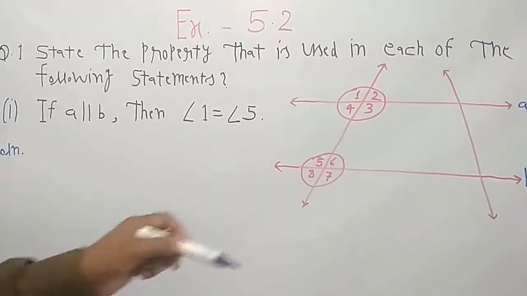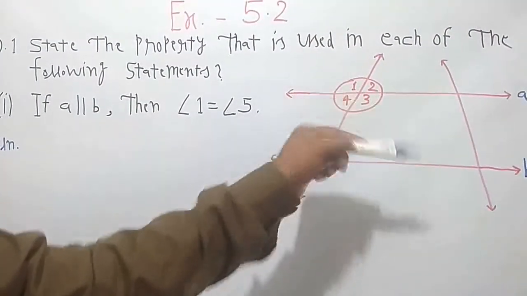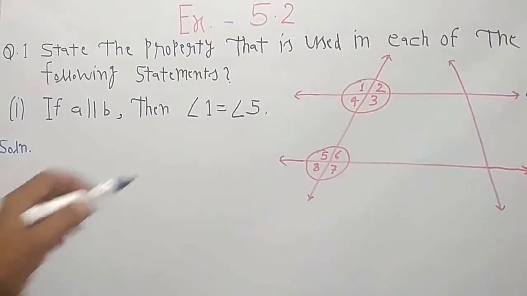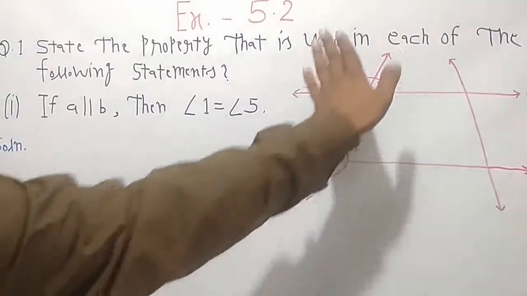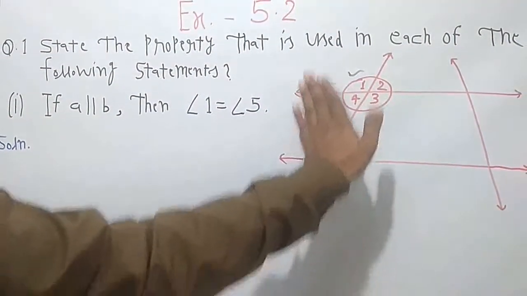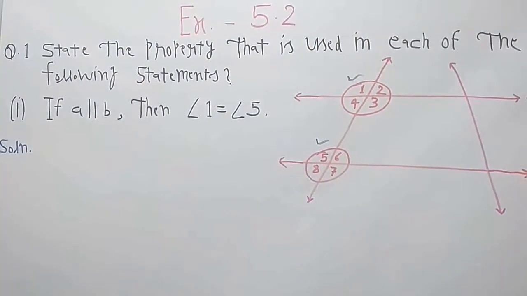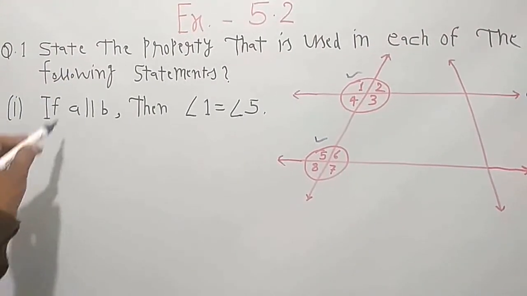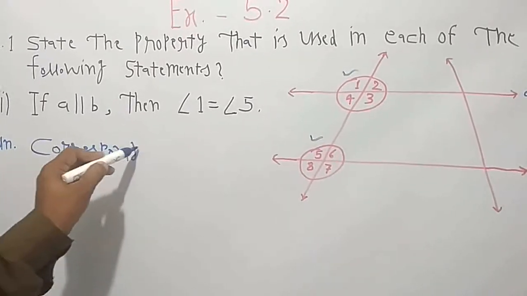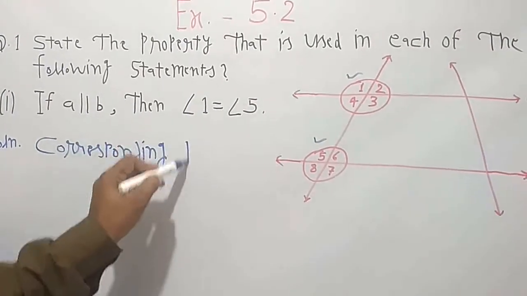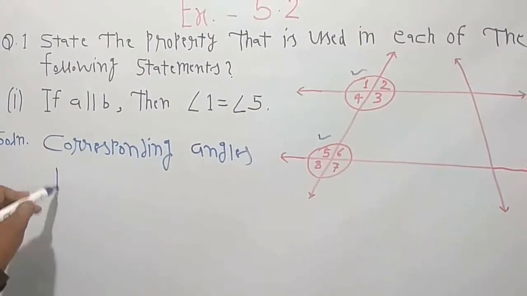This is because here a is parallel to b. This is line a, this is line b, and these are parallel because they are not intersecting each other at any point. And this is our angle 1 and this is our angle 5. Both the angles have their faces in the same direction, so they are the corresponding angles. That's why we are writing here: the property name is corresponding angles property.